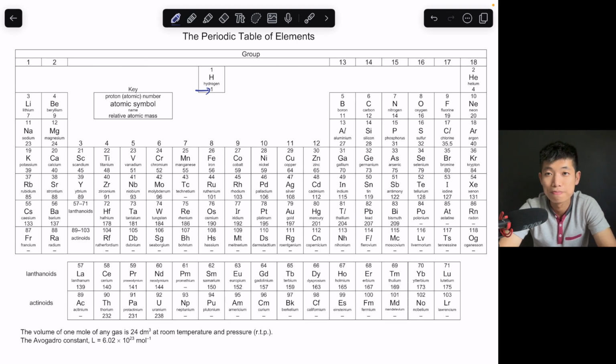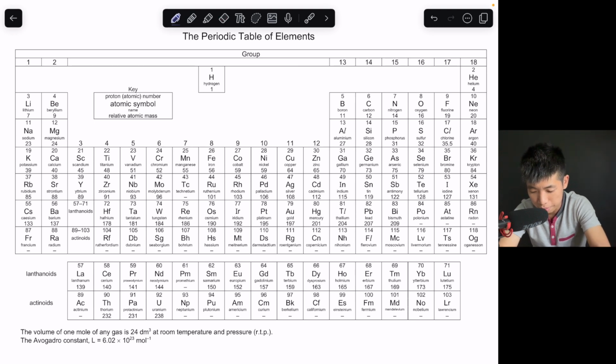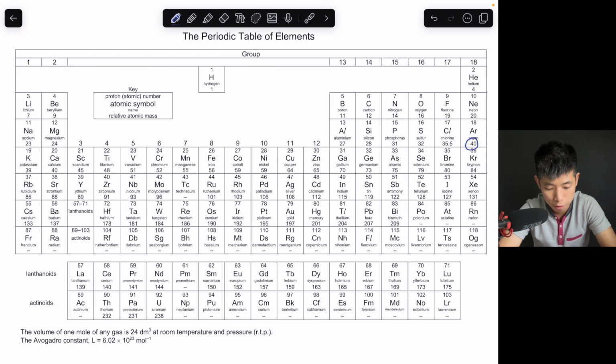Yes or no? Okay, if you look closely, you will notice that element number 18, which is argon, has a relative atomic mass of 40, while the next member, potassium, has a relative atomic mass of only 39. So it's not correct to say that they are arranged in increasing relative atomic mass, but they are arranged in increasing proton number. This is because of the existence of isotopes. So different elements have different isotopes, therefore the relative atomic mass, the average, may differ.